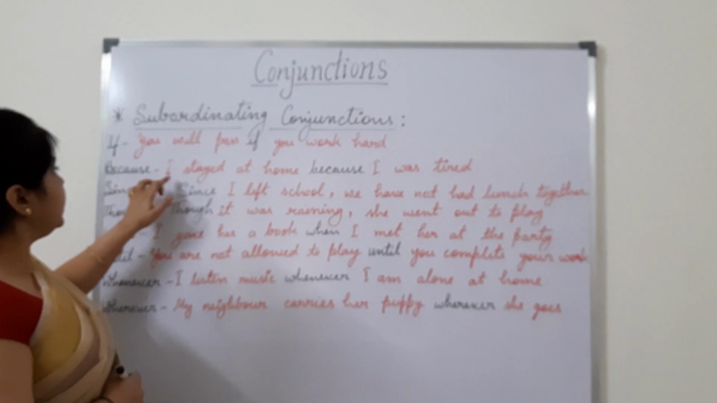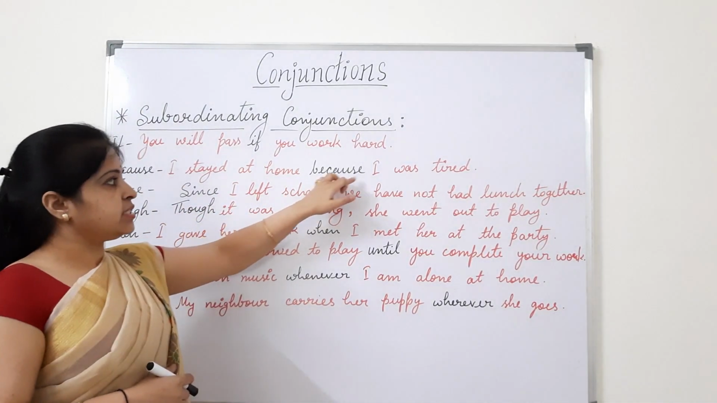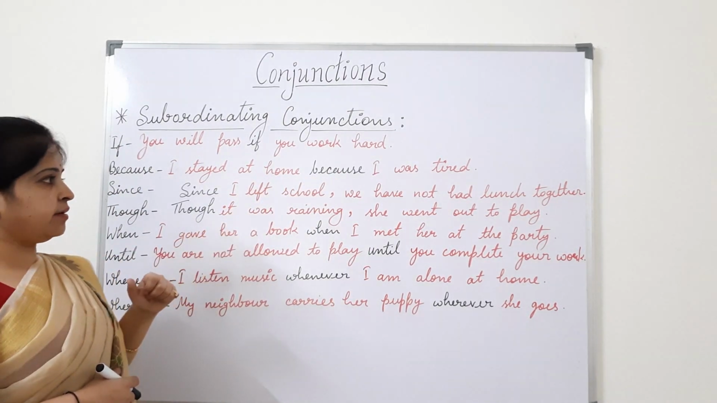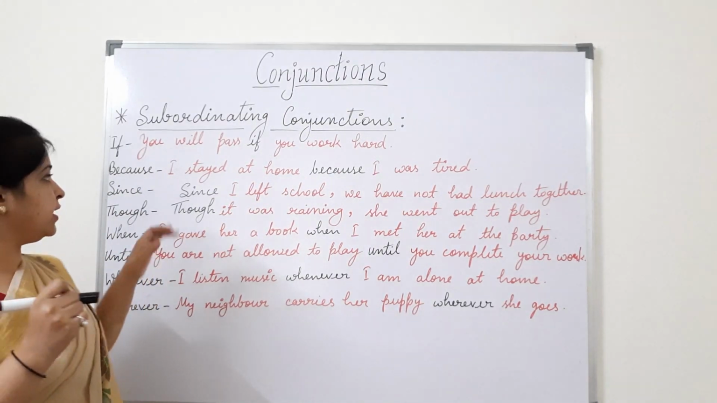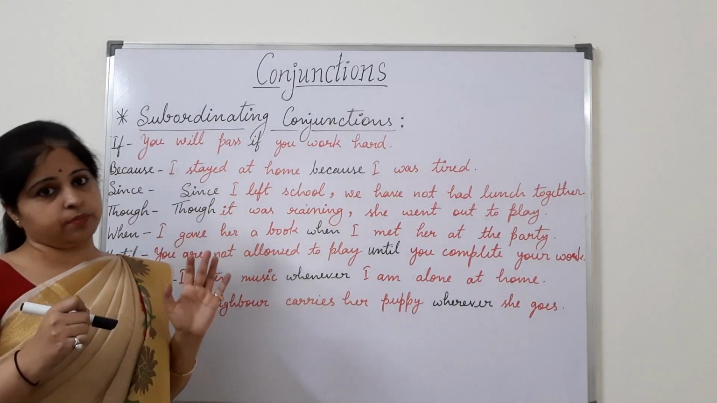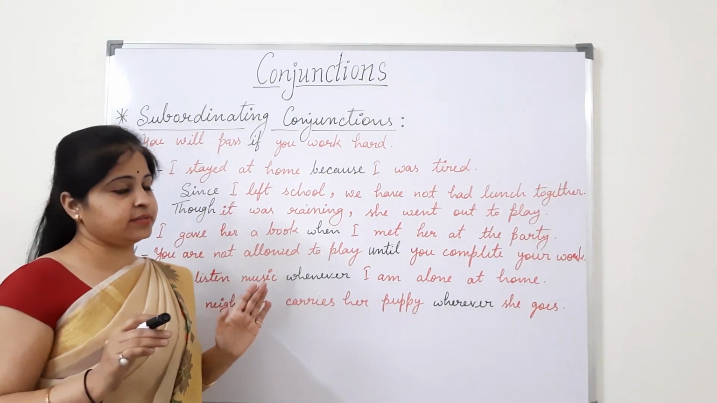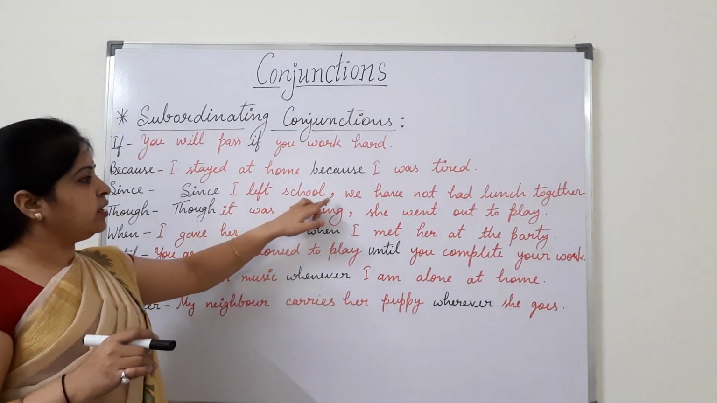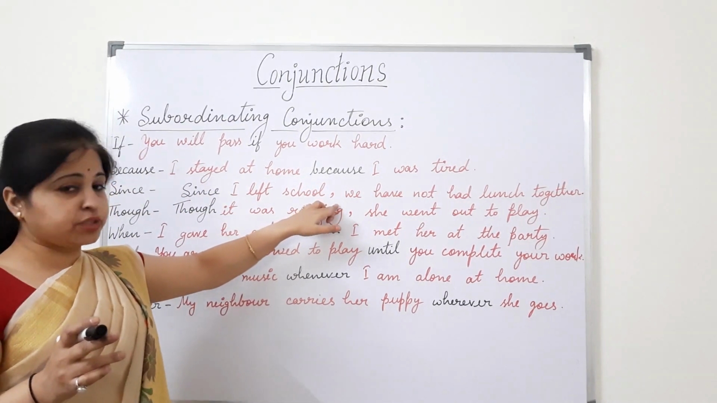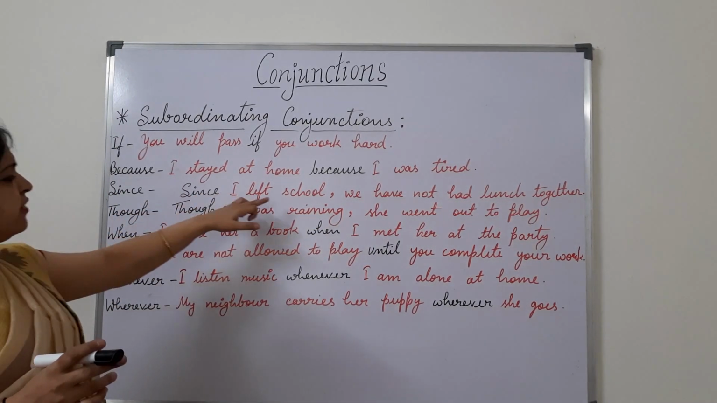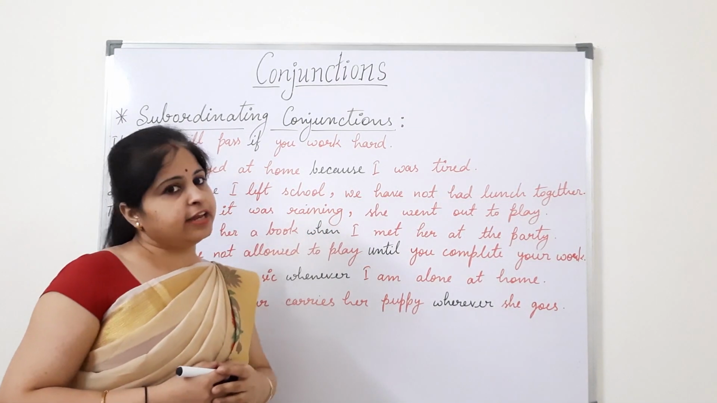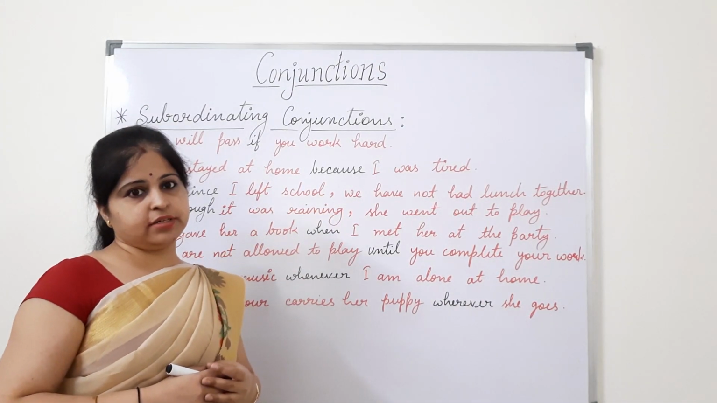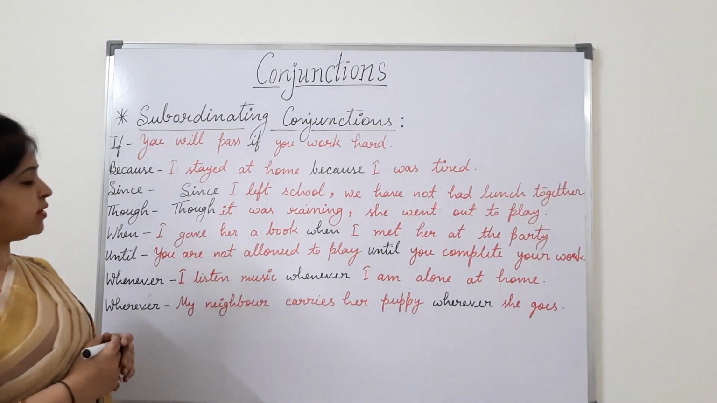Okay, next example, "I stayed at home because I was tired." The other way you can say, "Because I was tired," then comma you need, then "I stayed at home." That is a subordinating conjunction. Next, "Since I left school," you see the rule, we have put a comma here. "Since I left school, we have not had lunch together." You can also say, "We have not had lunch together since I left school."